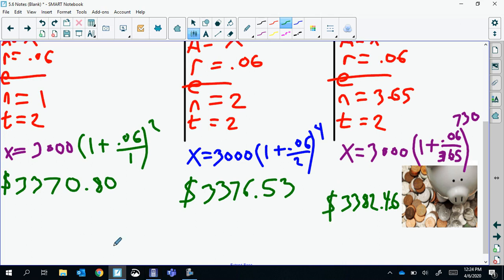So just comparing those again, the difference between compounded once and twice was a few dollars. And then compounded daily, comparing it back to compounded once, that's $12. So it makes a difference, especially over a longer period of time than just the 2 years.